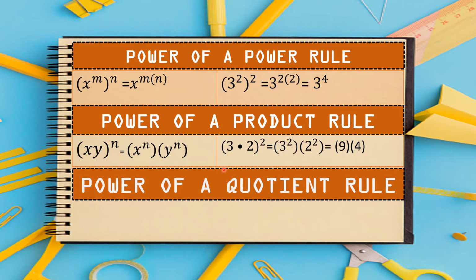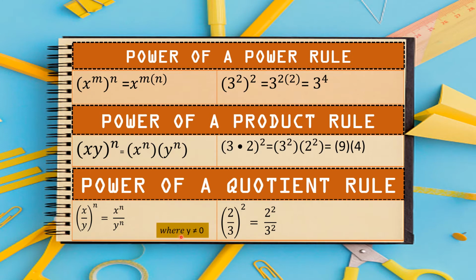Next is the power of a quotient rule. It says that when x divided by y is raised to n, it is equivalent to x raised to n over y raised to n, provided that y should not be equivalent to 0. Example, 2 over 3 raised to 2 is 2 raised to 2 over 3 raised to 2. Here, we distribute power to all values in a quotient.